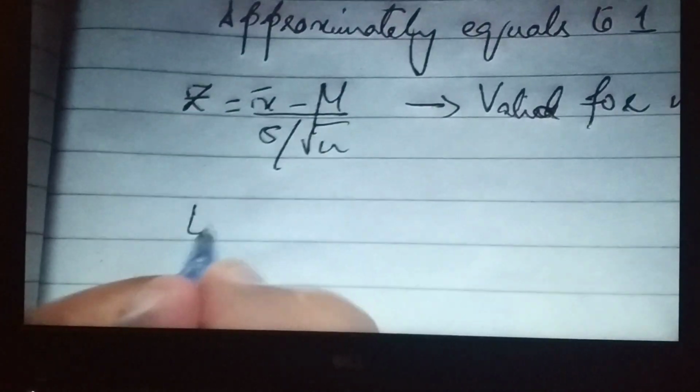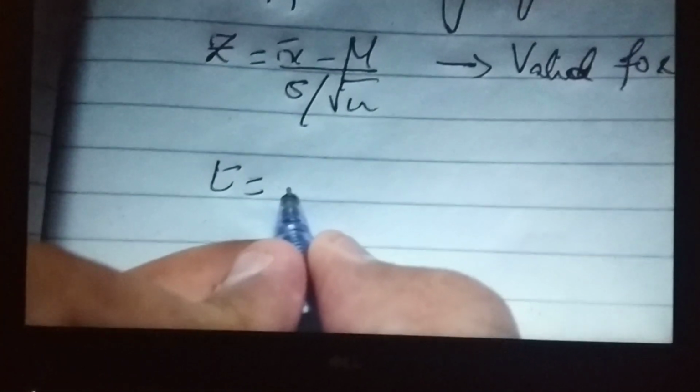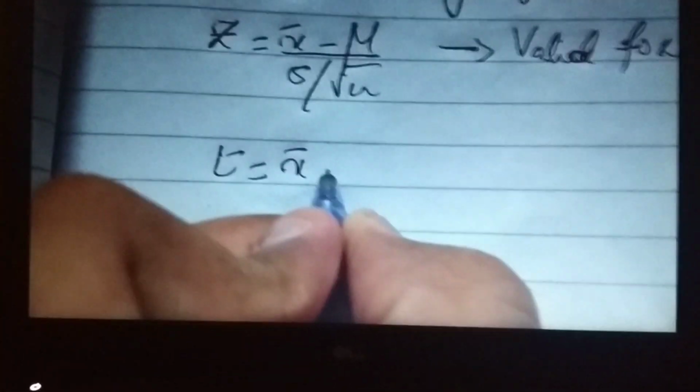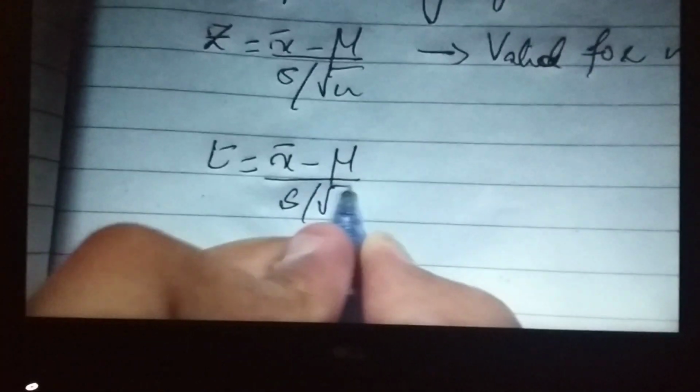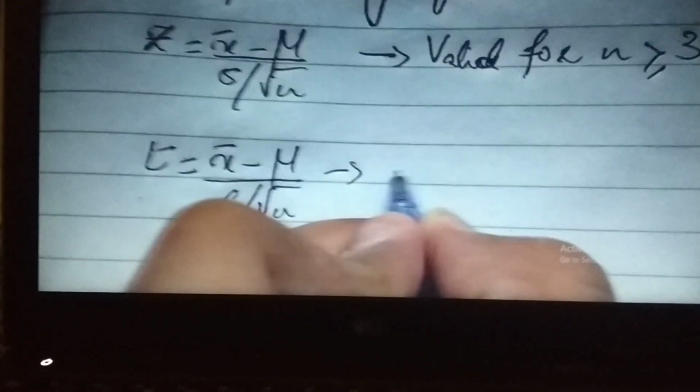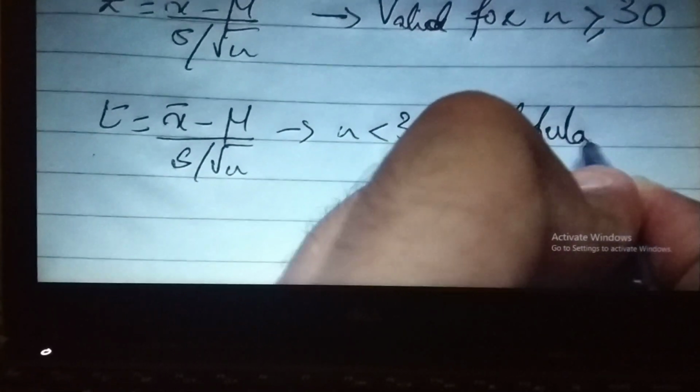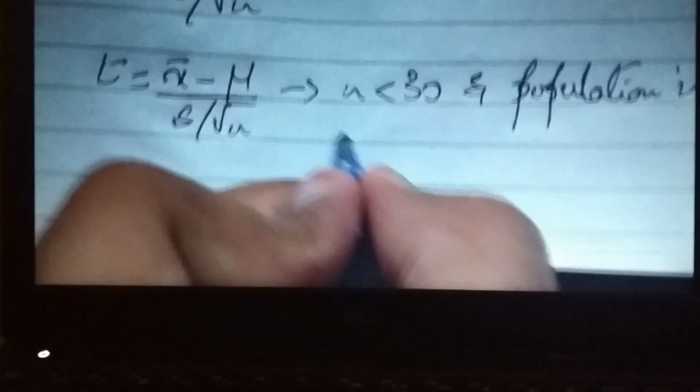But if the sample size is not greater than or equal to 30, we will have the formula of t, that is t equals x bar minus mu divided by s upon root n, and this formula is valid when n is less than 30 and the population is non-normal.